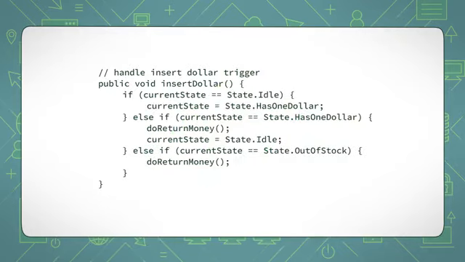Now, if we look at what happens when I insert a dollar, you can see that if the current state of the vending machine was State.idle, then the current state changes to State.has$1. If the current state of the machine was already State.has$1, my money is returned and the current state is set to State.idle. If the current state of the machine was already State.outOfStock, my money is returned and the current state stays in State.outOfStock.